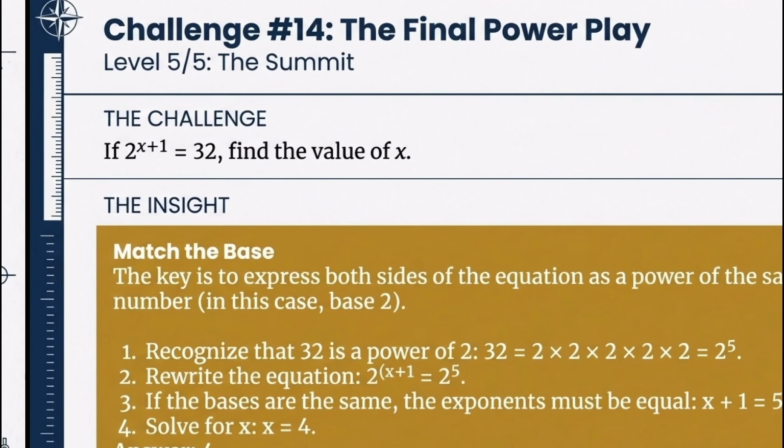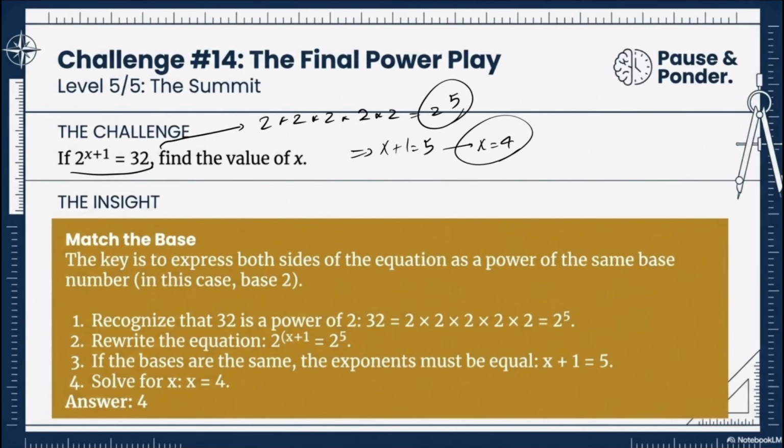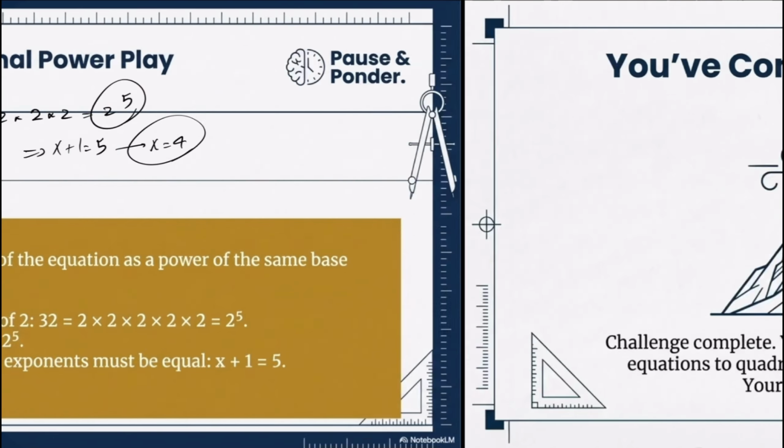So here's the challenge. If 2 to the power x plus 1 is equal to 32, find the value of x. 2 to the power x plus 1 equals 32. So 32 can be written as 2 multiplied by 2 multiplied by 2, 5 times. So I do have 2 to the power 5 equals 2 to the power x plus 1. So the only thing I have to do is x plus 1 equals 5, and my x would be 4. As simple as that. So you can see that the question wasn't that hard. The only thing you have to know is how we can write down the 32, how we can break it down into its factors itself.